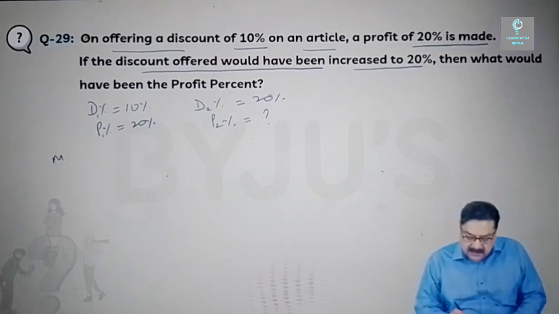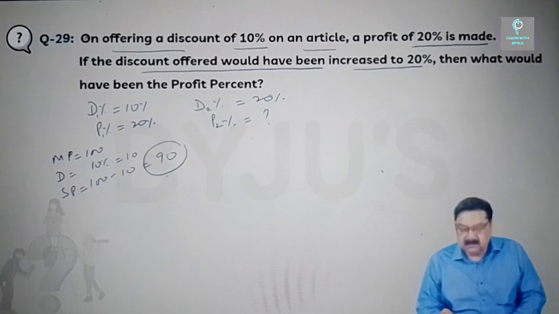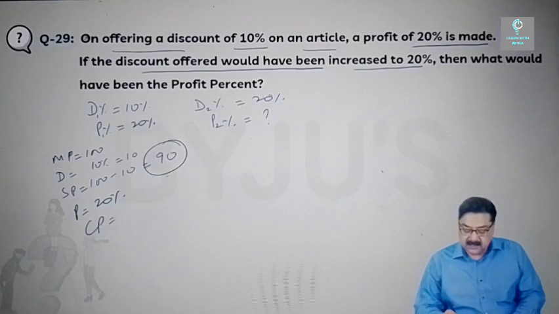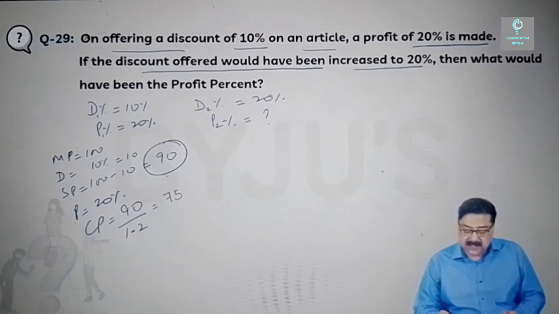Now let us take an instance that marked price is rupees 100. Discount is 10%, which is rupees 10. So selling price will work out to be 100 minus 10. That is 90 rupees. Now the profit is 20%. So cost price is selling price by 1 plus profit percent. That is 1.2 times. So 12 7s are 84. 6 remaining combined with a 0. So 60. So 12 5s are 60. So the cost price works out to be 75 rupees.